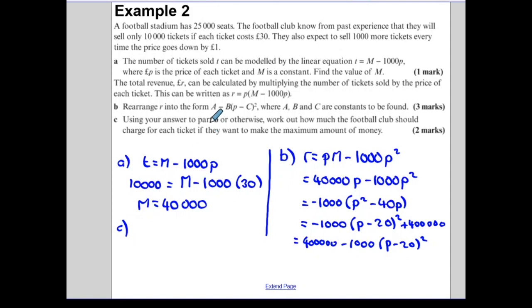At part C, once again, using the previous answer or another method if you prefer, work out how much they should charge if you want to make the maximum amount. So we're looking for the maximum value once again. So completing the square helps us do that. The maximum value of this occurs when this part of it is 0, so you're subtracting nothing off. So the maximum value would be this, 400,000. So the max revenue is £400,000.